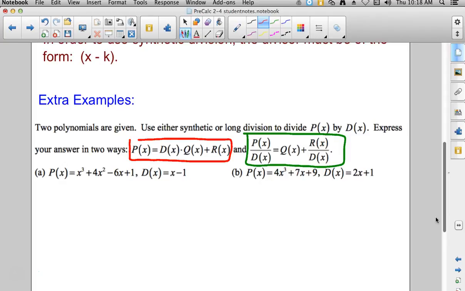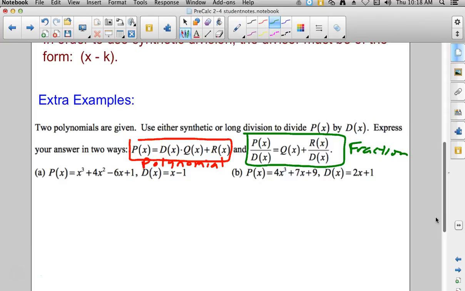All right, everybody, red one is which type? Polynomial. Polynomial form. So the green one is the fraction form. Big shocker, there's a fraction here: r of x over d of x.